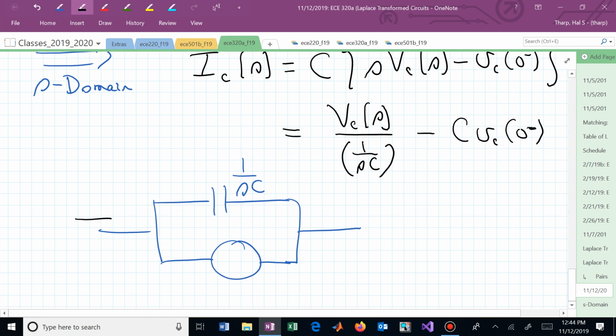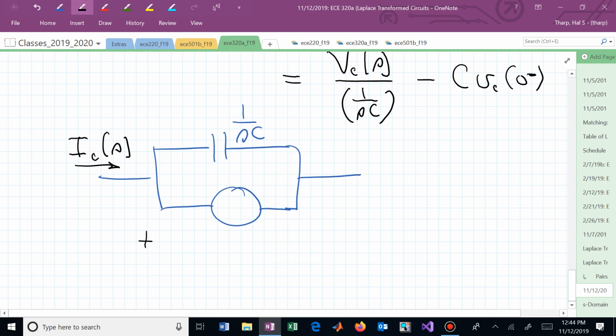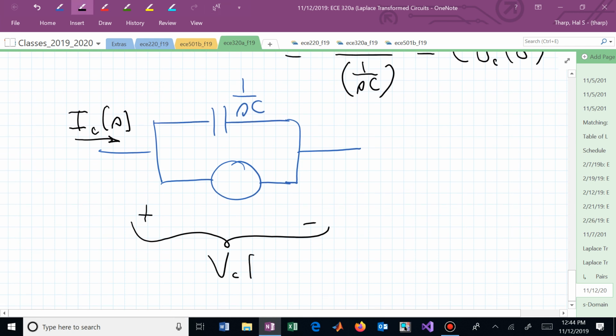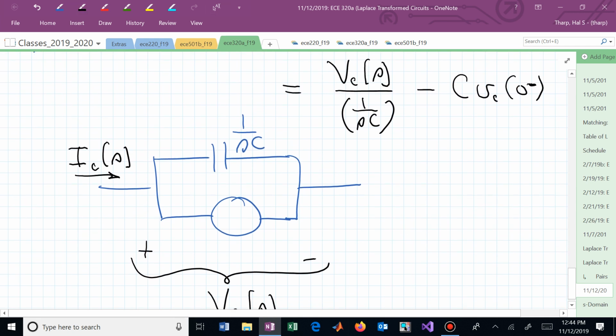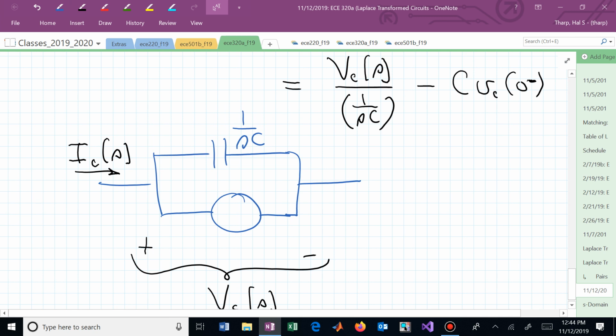Here is our reference current direction for that capacitor. And here is the voltage. Again, it needs both terms. Now the direction is opposing, and its value is C V sub C of 0 minus.